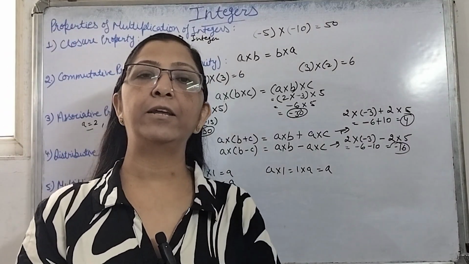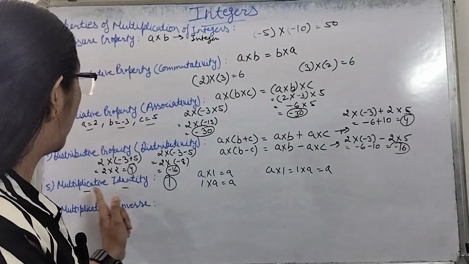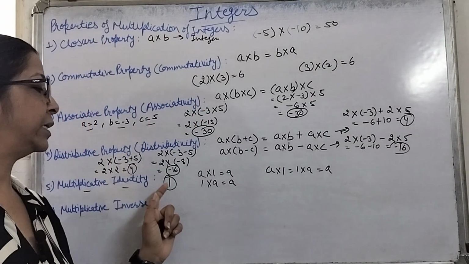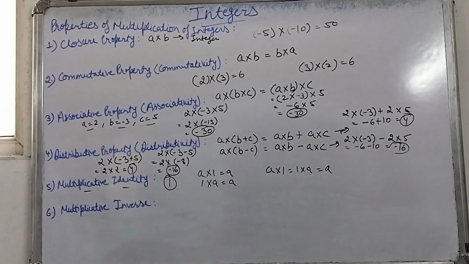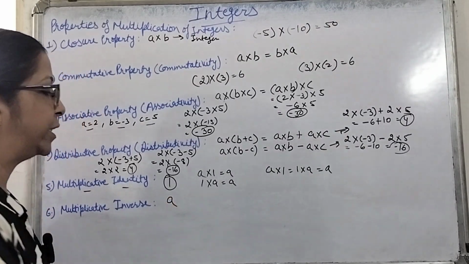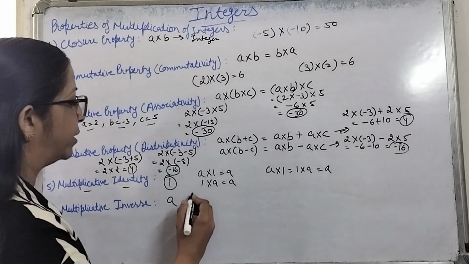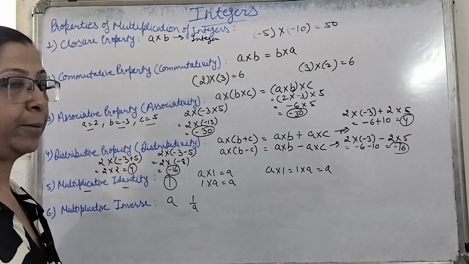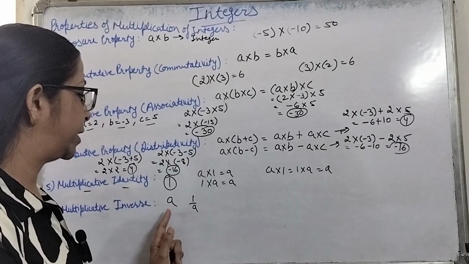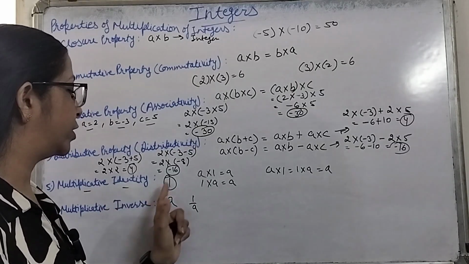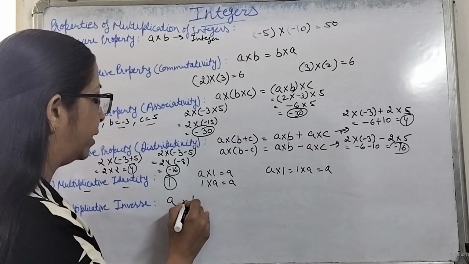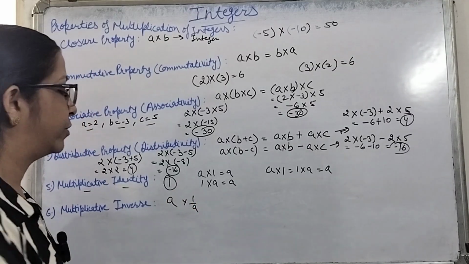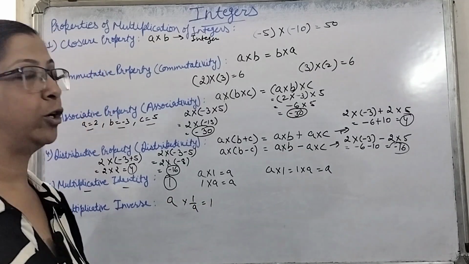Whatsoever the number is there, whatsoever the integer is there, always and always the multiplicative identity is your 1. Now what is the multiplicative inverse? If A is any integer, then the multiplicative inverse will be 1 upon A. Any integer multiplied by its multiplicative inverse is equivalent to your 1.